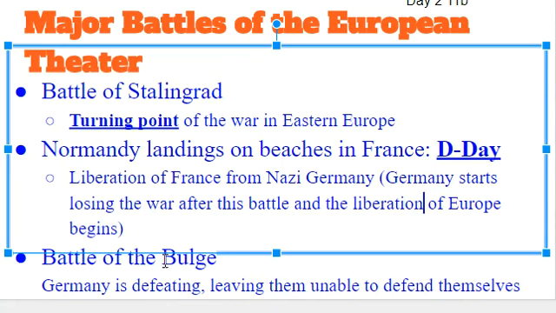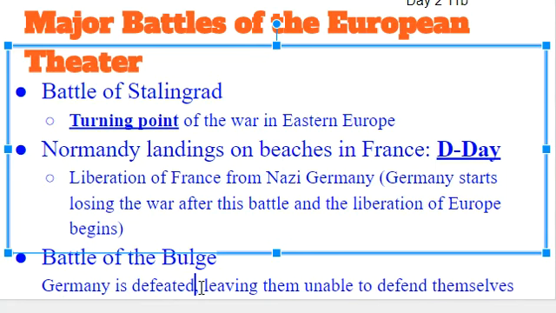And the last major battle in Europe was the Battle of the Bulge. And Germany is defeated in this war, leaving them unable to defend themselves. So this was like Germany's last chance. They tried to win this battle, but they lost, and after this, they really didn't have an army. The European War was really over after the Battle of the Bulge.